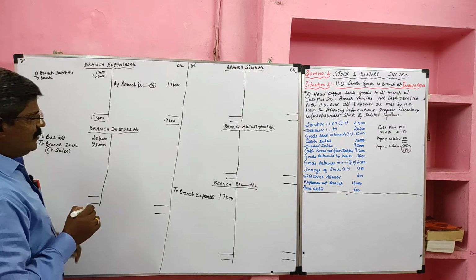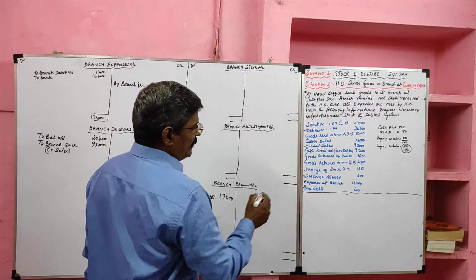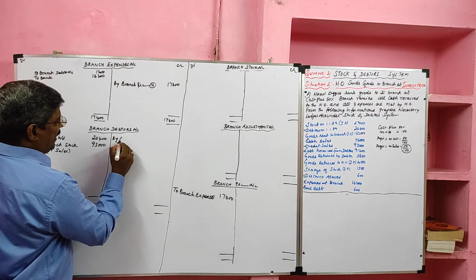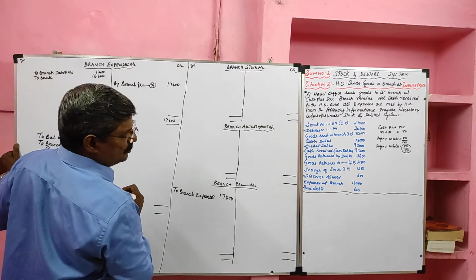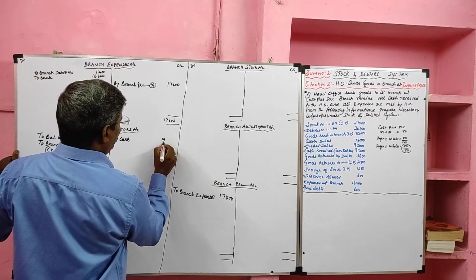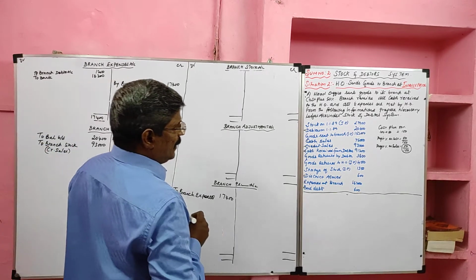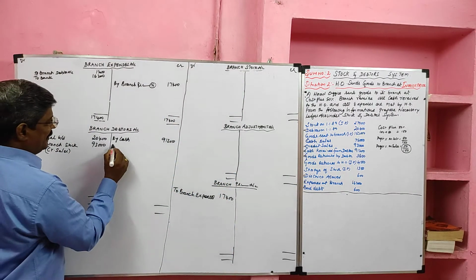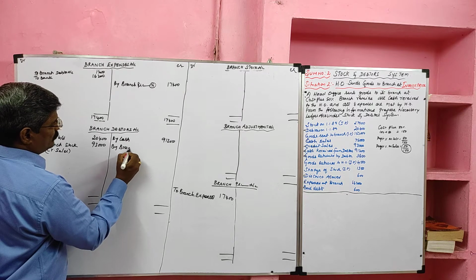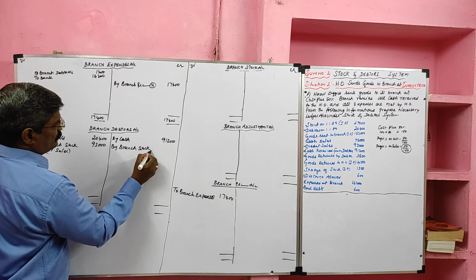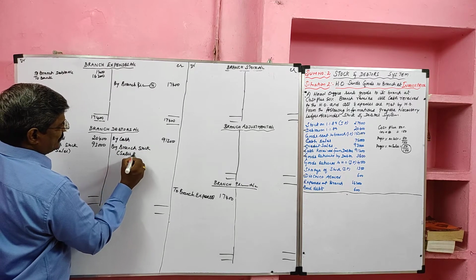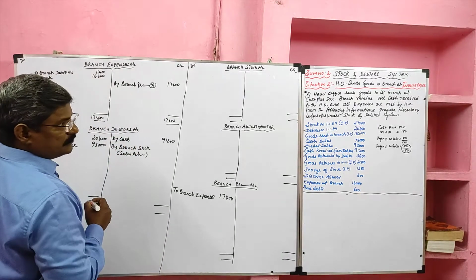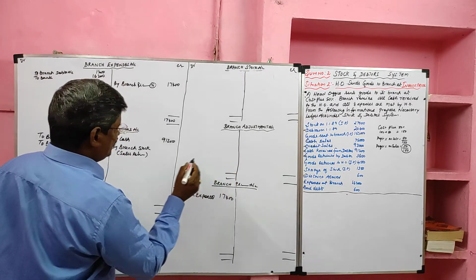Already we learned the format of all ledger accounts. Then cash received from debtor will be recorded in the branch debtor account on the credit side as by cash or bank, value 91,200. Then goods returned by debtor, it is called sales return. It will be recorded on the credit side as branch stock account. This is sales returns. Value 3,600, sorry.